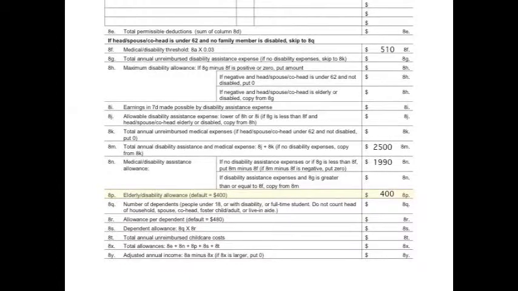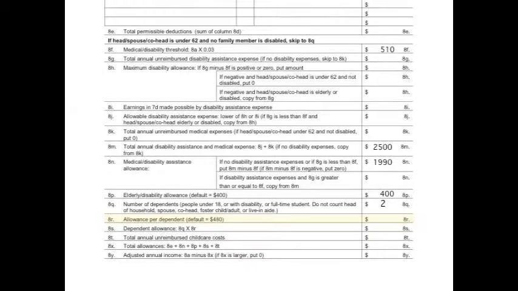On 8Q, this is the number of dependents, and you notice the 5058 form even gives us what the definition of a dependent is. Well, Jenny has 2 children under the age of 18, so on 8Q we have 2 dependents. The next field, 8R, all this is just a default. All we're going to put on 8R is $480.